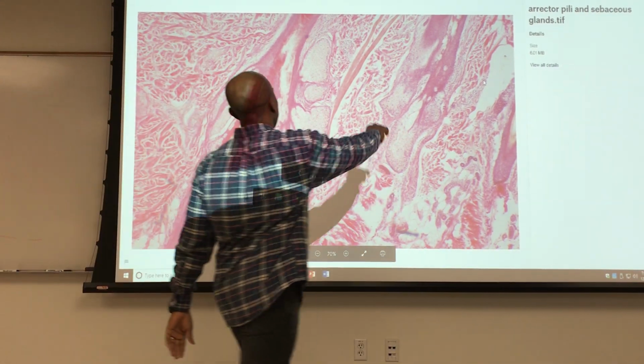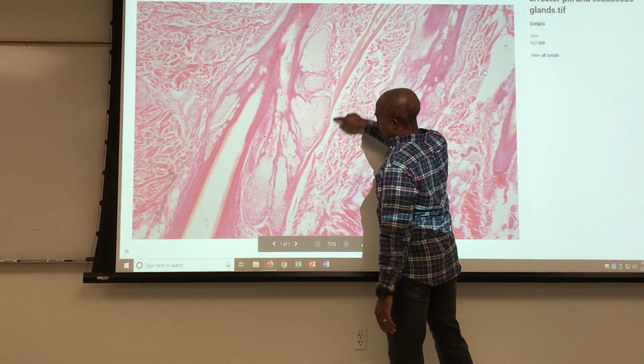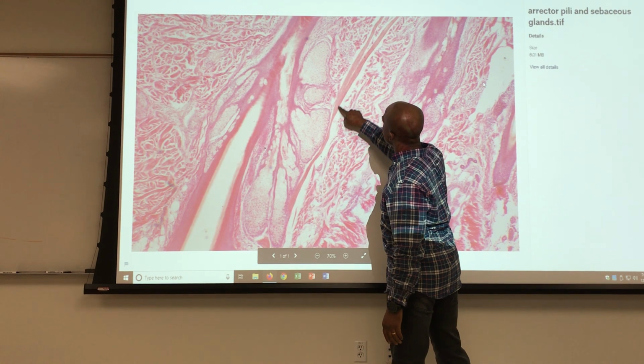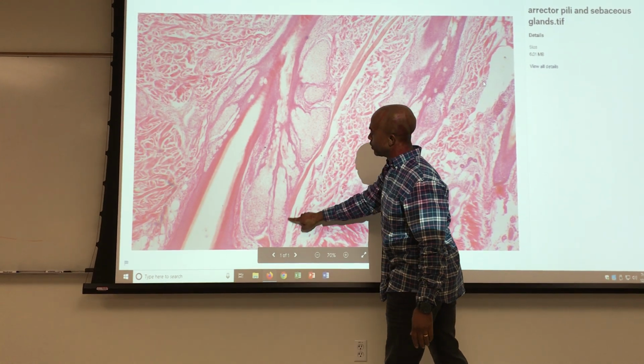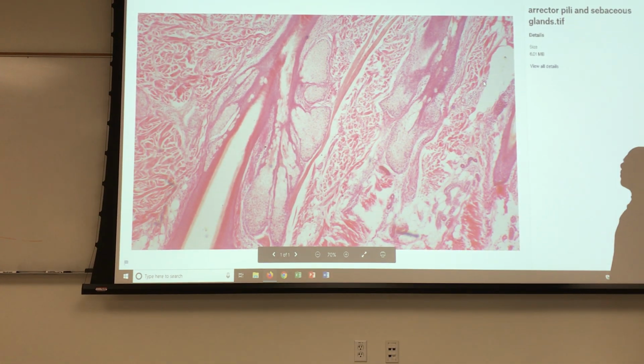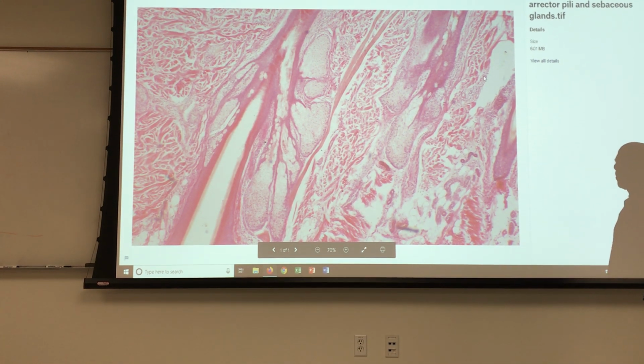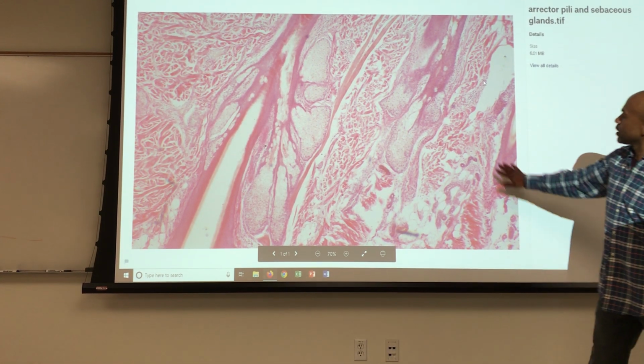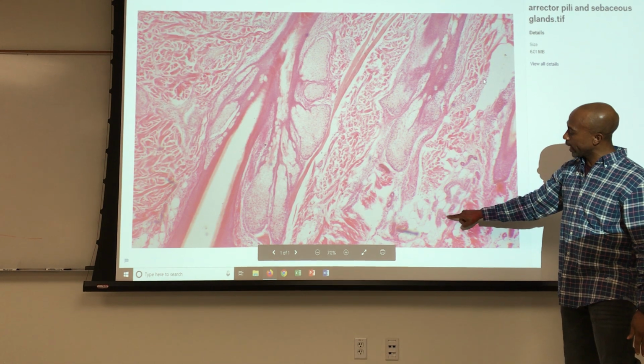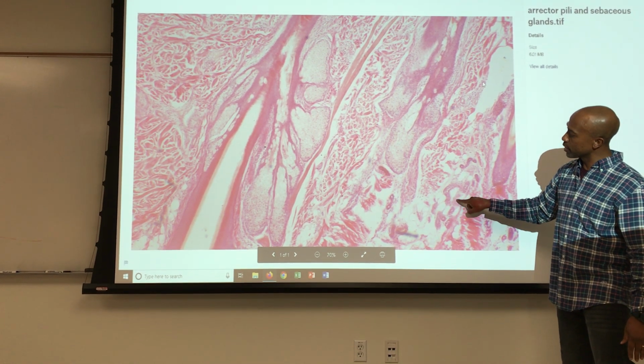This is a muscle, this muscle right here. This is your arrector pili muscle coming down to the hair follicle. Again, dense irregular CT. These right here are also sweat glands, the snails, these things.